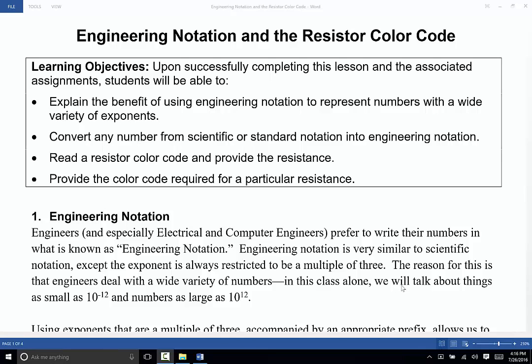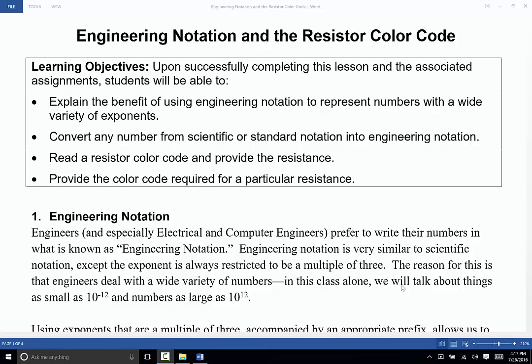So let's talk a little bit about engineering notation. It turns out that engineers are just a little bit different than most people, and in particular, although we're quite similar to scientists, we like to do things just a little bit differently than scientists. And being able to represent your numbers, especially in engineering notation, is one of the things that will set you apart as an engineer.